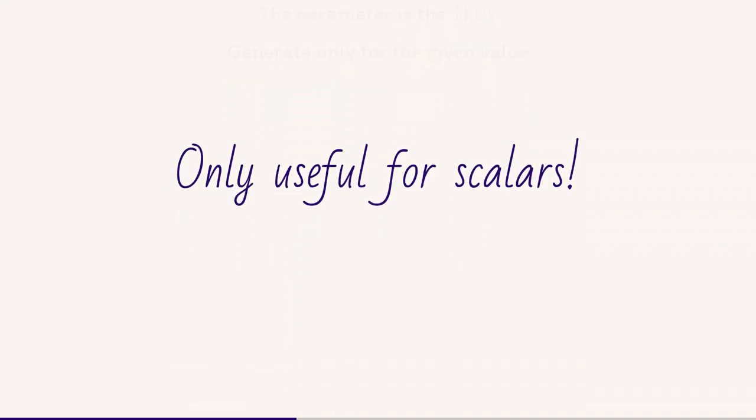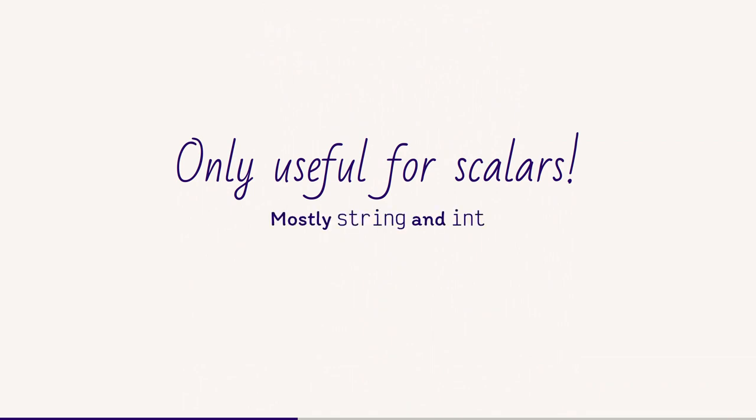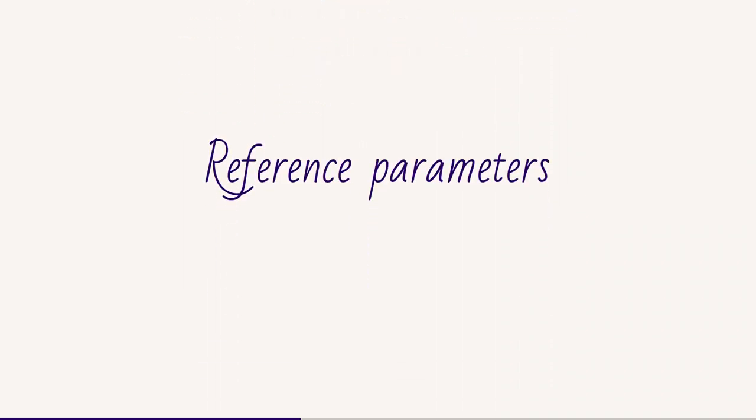Done. This is only useful for scalars, however, usually only strings and integers. You can do it with bool and float, but it's a little weird. But we're in Drupal. We're going to be dealing with reference parameters a lot of the time, like objects and arrays. So how do we deal with that?